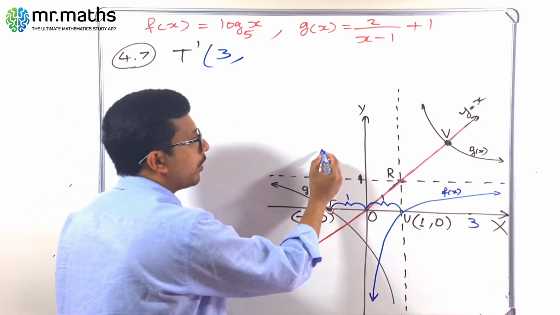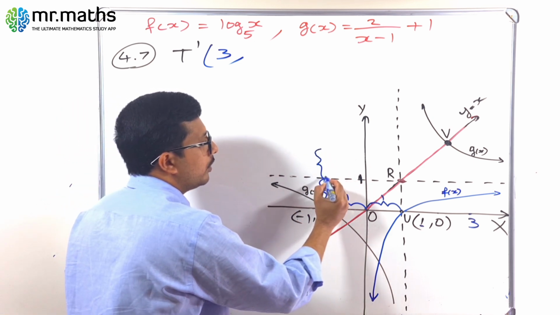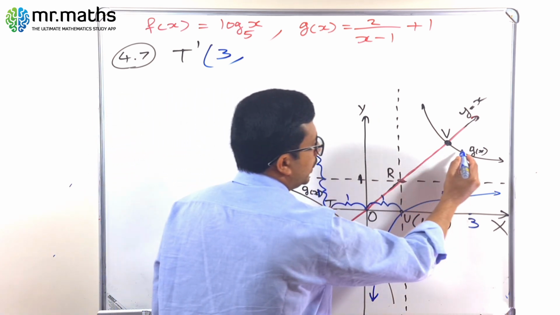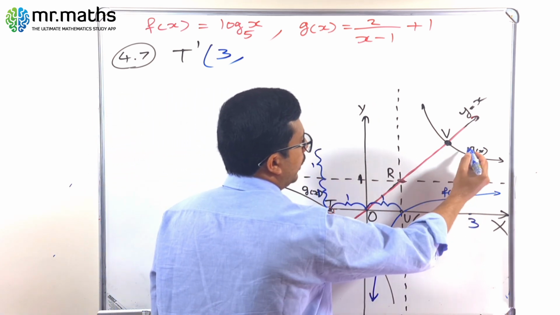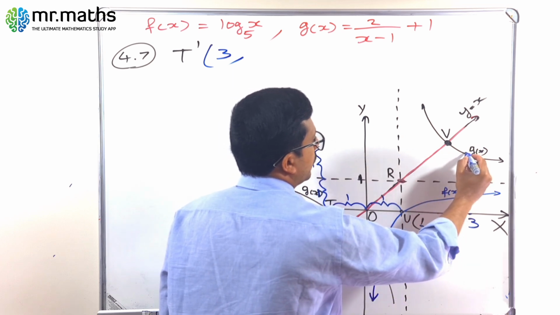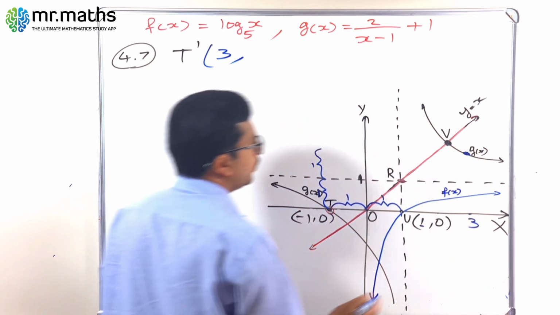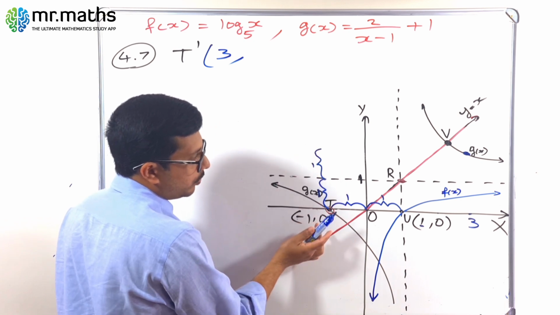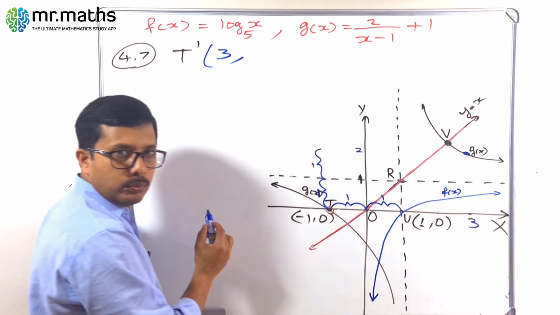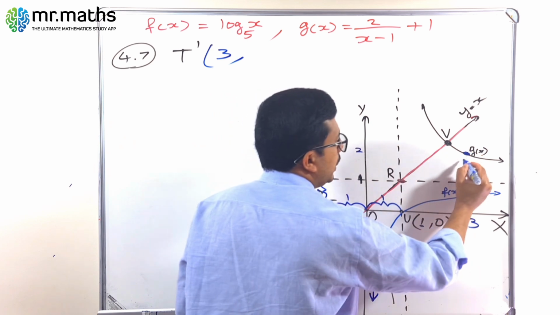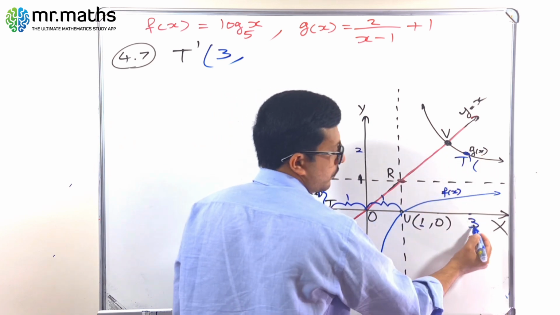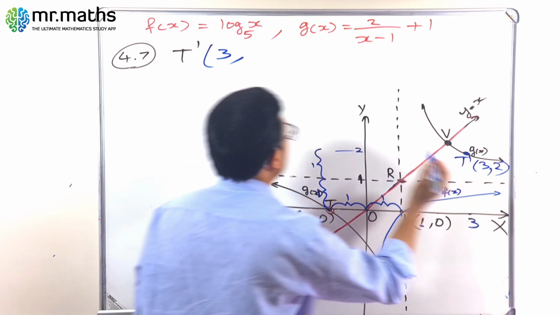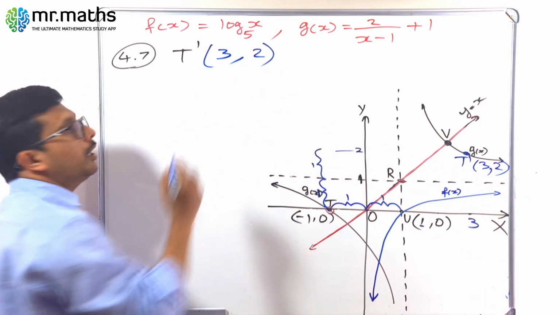So from here another 1 unit. Somewhere here this is 3 and this is 1. So what is that point? If it is another 1 unit, then in total what is the number here? 2. So this is T dash, and the x value is 3 and the y value is 2. So here it is 3 comma 2.